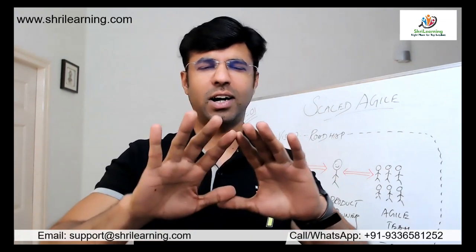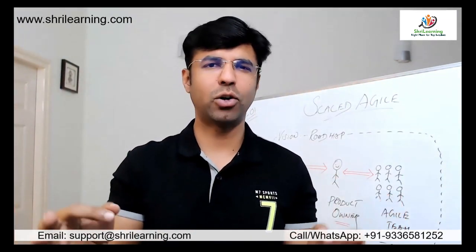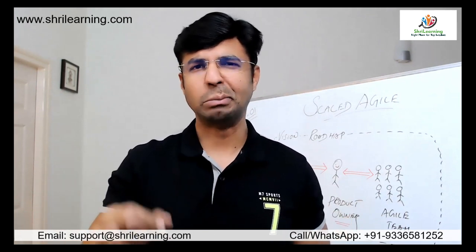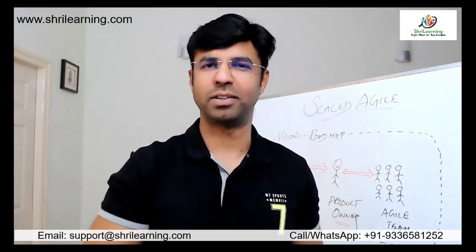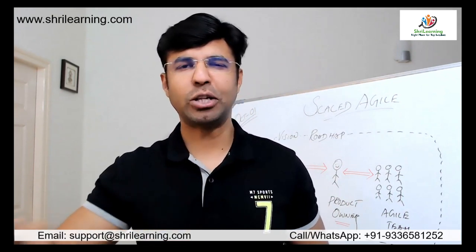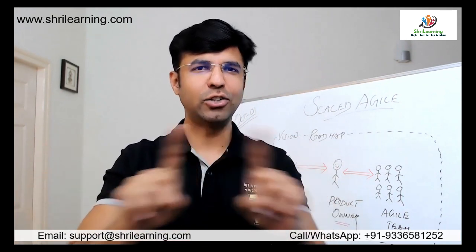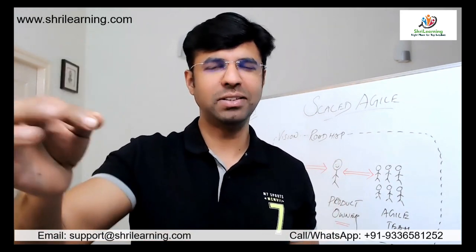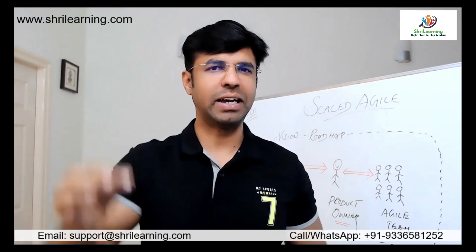In fact, under the Agile umbrella, we have 12 interesting principles. And principle number 4 says business people and developers must work together daily throughout the project. So daily throughout the project with the business people. Now for this, we need a business representative in our team.